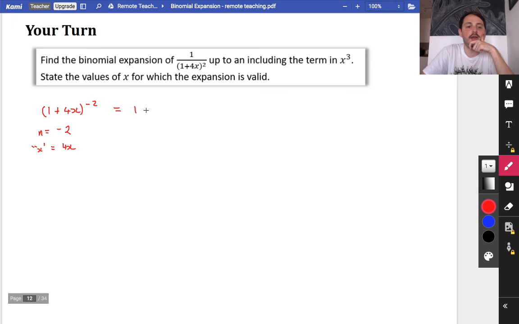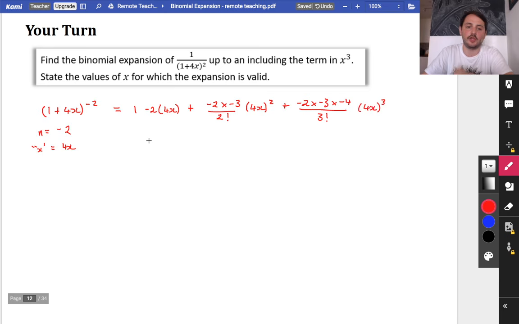So it is going to be 1 plus nx plus n(n minus 1) over 2 factorial multiplied by x squared plus n(n minus 1)(n minus 2) over 3 factorial multiplied by x cubed. I'm going to stop at x cubed. So you get 1 minus 8x. You can see that this one is going to be a positive. The 2's are going to cancel. And I've got 4 squared, which is 16, times that by 3, which is 48. So it's 48x squared. Equally, you could just put this in your calculator, but I know it's positive.